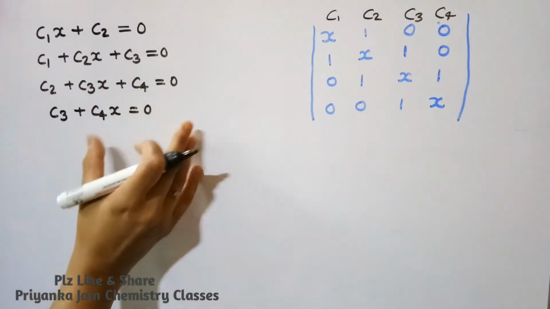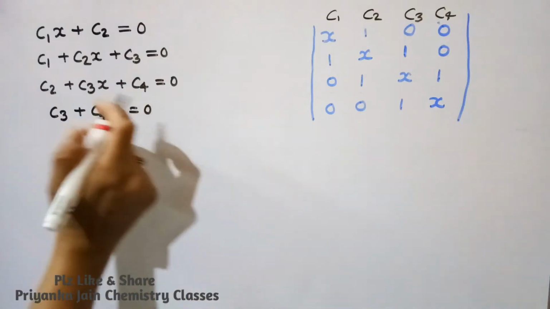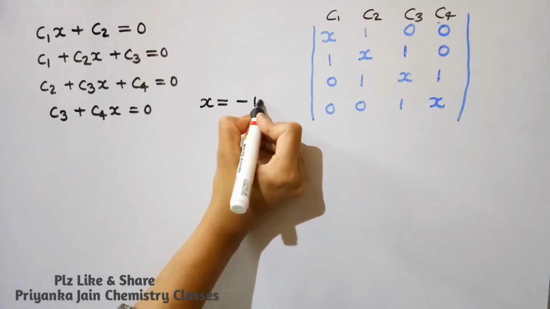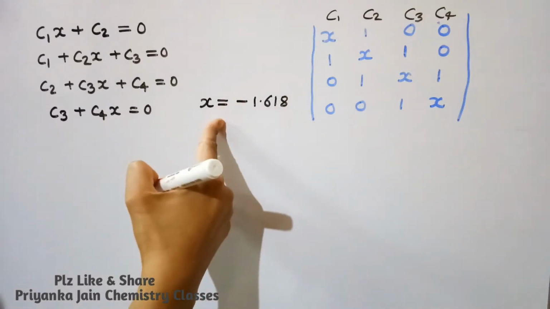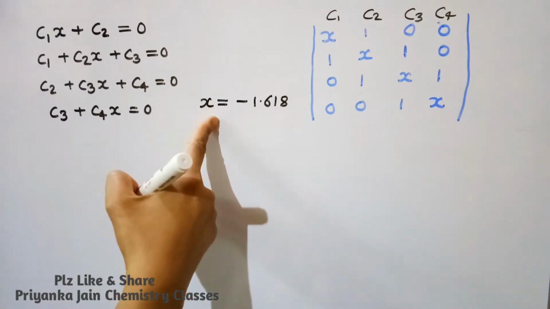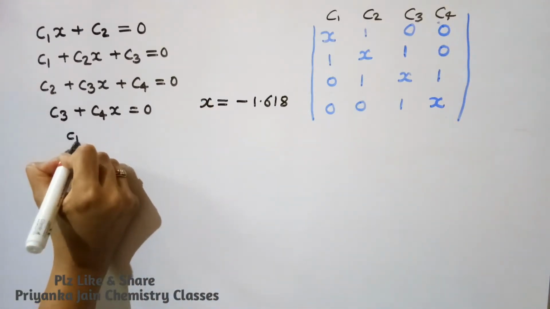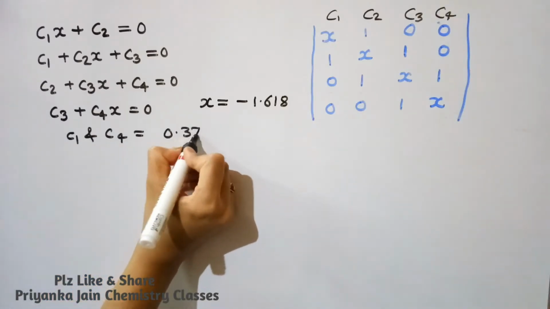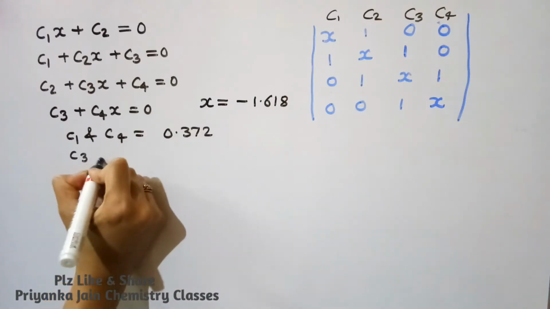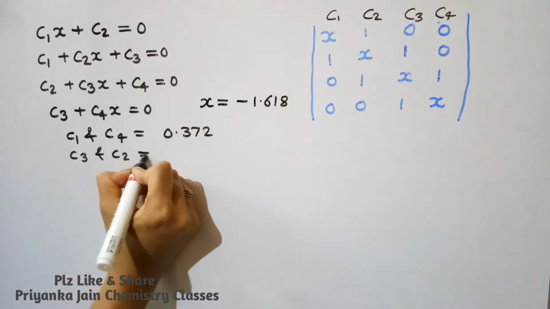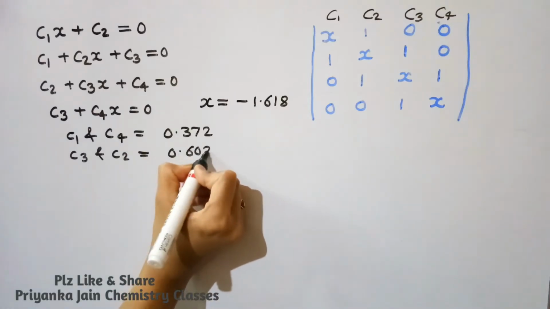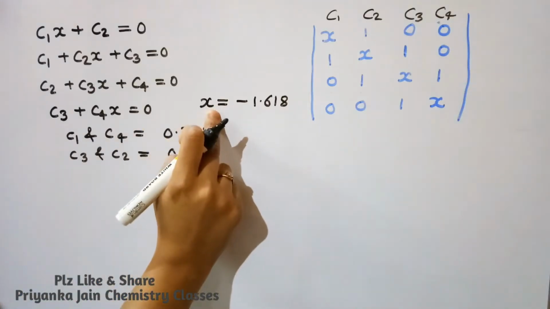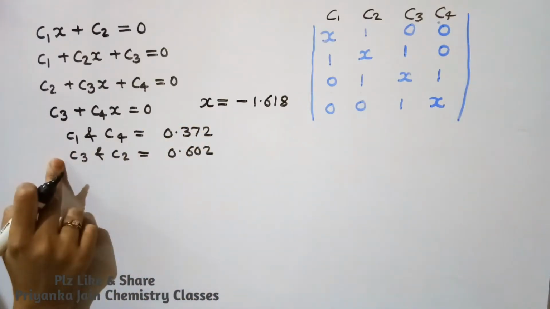Now what we have to do here, we have to put the 4 different values of x. When we are putting the value of x is equal to minus 1.618, this will be for the bonding molecular orbital. So when we put this value, we are getting C1 and C4 equal to 0.372 and C3 and C2 equal to 0.602. In this way you can calculate all the equations for every value of x, so that you can find out the coefficient values.